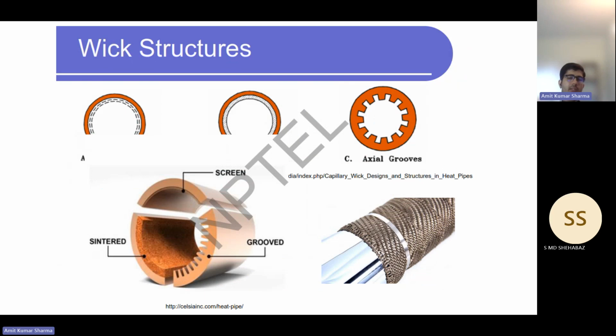And this is the wick structure. So there are different types of wicks available. Okay, the first is a screen type, then sintered, and then this grooved. You can see the axial grooves. Okay, so different types of structure have different types of performance. So these are the available structures. This grooved one is very popular.